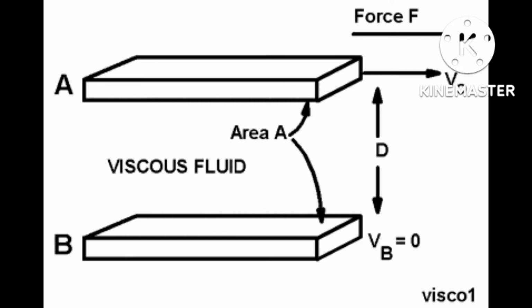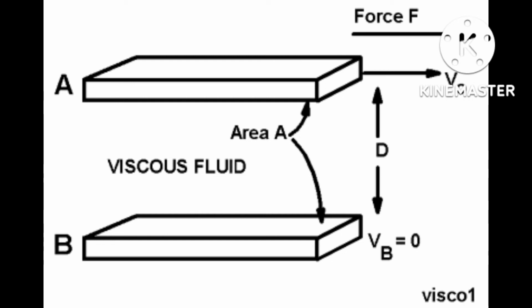Pascal second is equal to 1 kg per meter per second. Pascal second is also a unit for the coefficient of viscosity. In the CGS system, the unit of coefficient of viscosity is poise, P-O-I-S-E, in the name of a scientist. His full name is Jean-Louis Poiseuille, P-O-I-S-E-U-I-L-L-E. In short it is Poise.